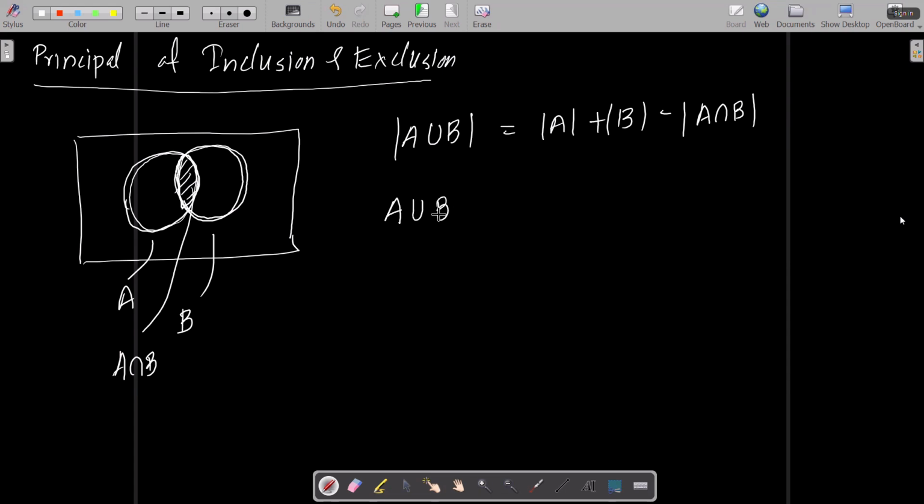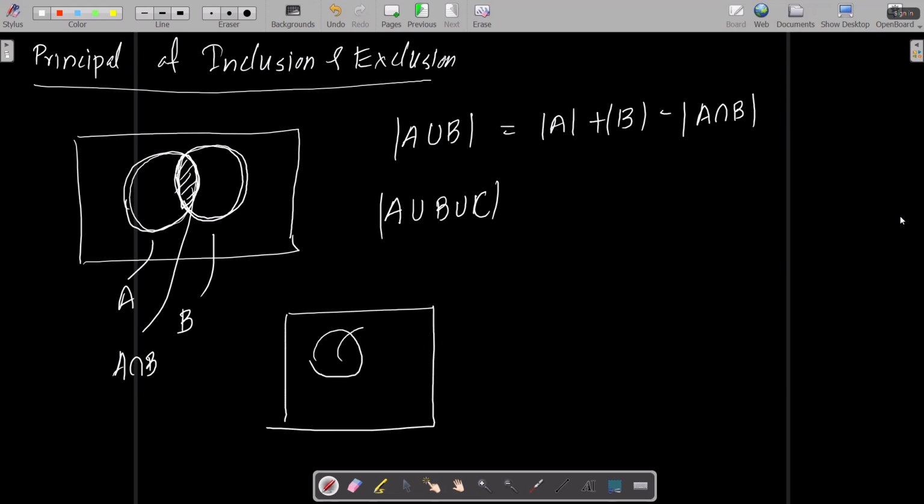If you have three sets, it will look like this. It's so hard to draw. Let's try. No, it is not hard to draw. Now you start by adding the single sets, and with that you add these things, I will color them, twice. Therefore, you have to subtract all of these things.